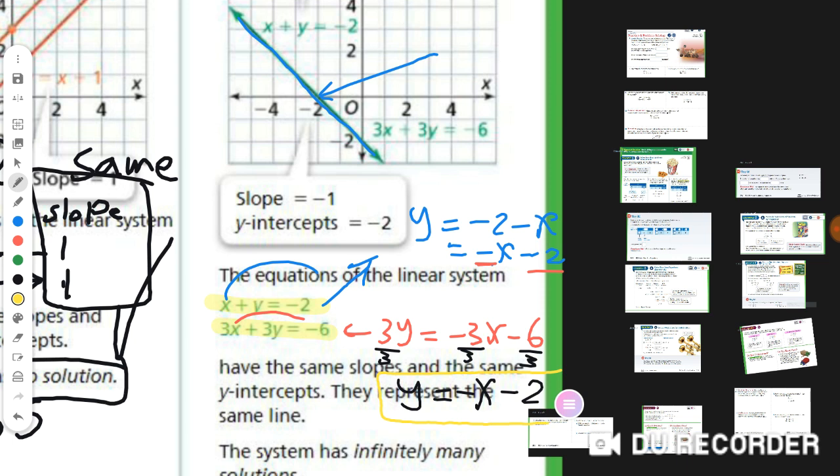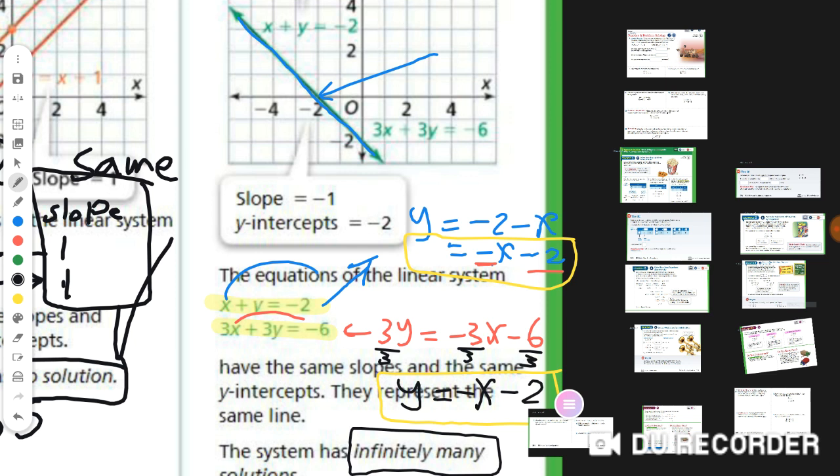As you see here, this equation is the same as this one. Yes? Yes, they are equal. Similar sign, similar slope, -1, -1. Similar intercept of y, -2, -2. So they both have similar slope and similar intercept of y. So in this case, I have infinitely many solutions. Okay? So these are the three kinds of solutions.